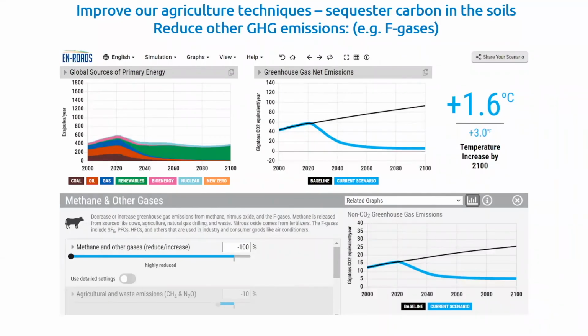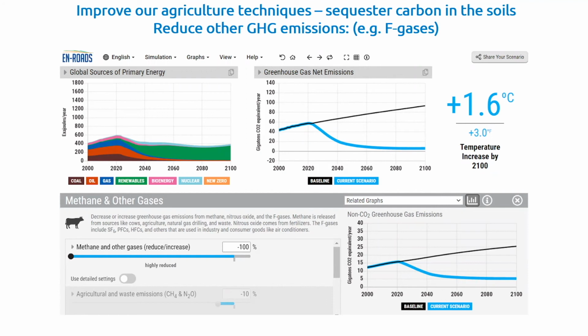Then we can do additional initiatives which are not directly related to the price on carbon. We could improve our agricultural techniques. We know that more healthy soils capture carbon, so that would be a wonderful thing to do. We could reduce other greenhouse gas emissions, and doing those things in combination, we could get down to 3 degrees Fahrenheit by 2100. So average global temperature.